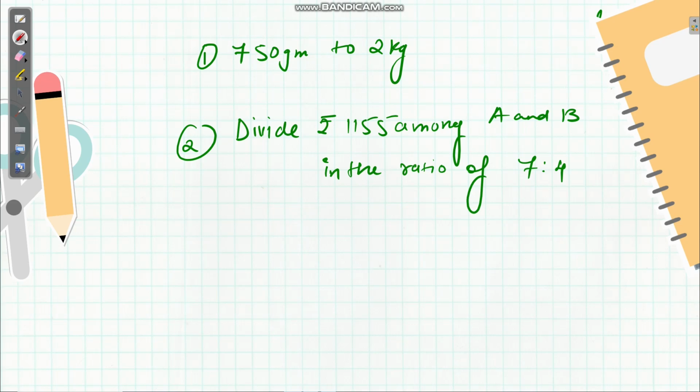Just pay attention, in the first question, are the units the same? And if they're not, what do you need to do? In the second question, two ratios are given, the proper numbers are given, you just have to take the part upon the total and find the answer.